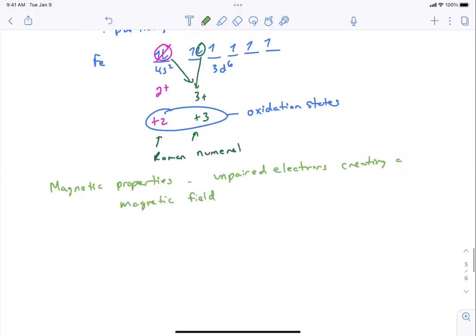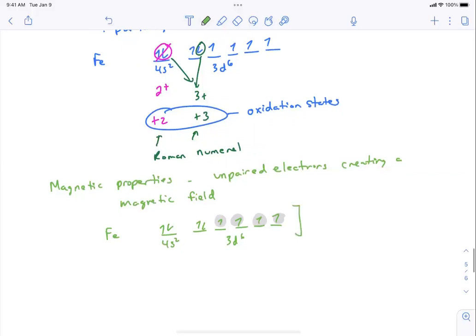Okay. And so any transition metal is going to have a partially filled d sublevel, which is going to cause unpaired electrons. This is why iron, again with 4s2 3d6, has unpaired electrons here, which means it can be attracted to a magnet, or it can gain magnetic properties.